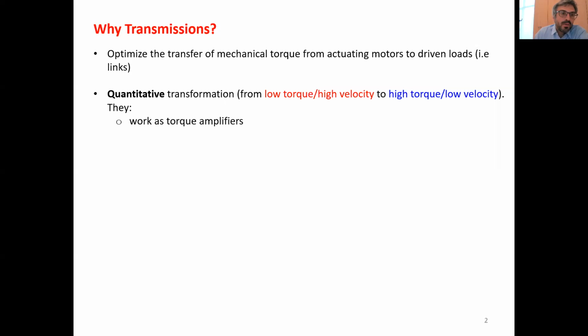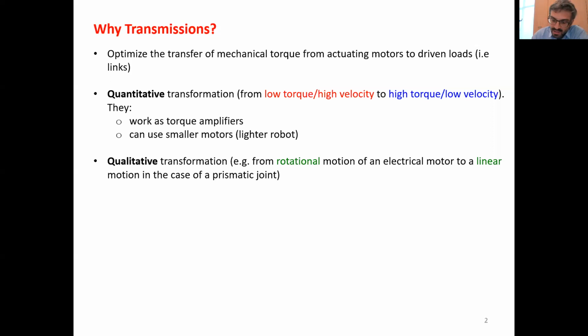Therefore, we can see transmissions as torque amplifiers. The advantage of doing so, why we want to use smaller motors, is that they are lighter. So if we use smaller motors, we reduce the weight of the robot. We have a lighter robot, and we have less torque required to move. But the price to pay is that we have a reduction also in speed. So the power is the same, but if we have low torque, high speed, we get high torque, low speed.